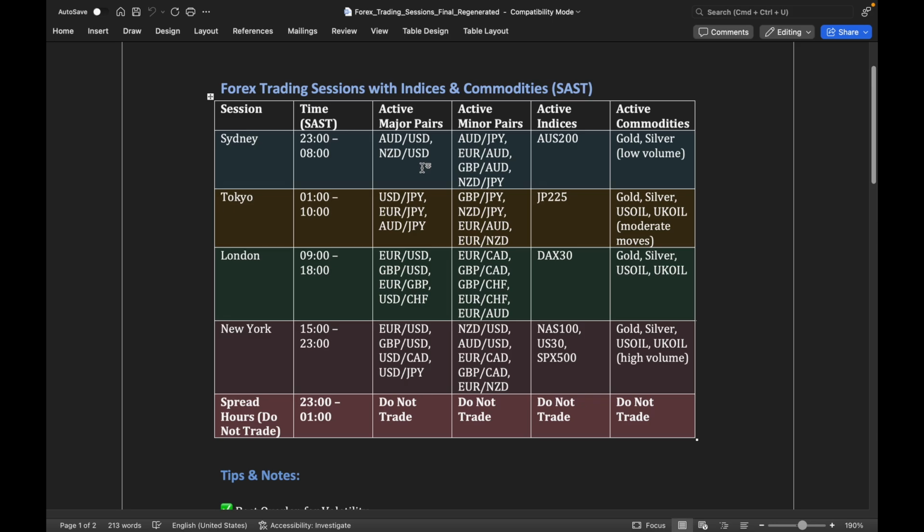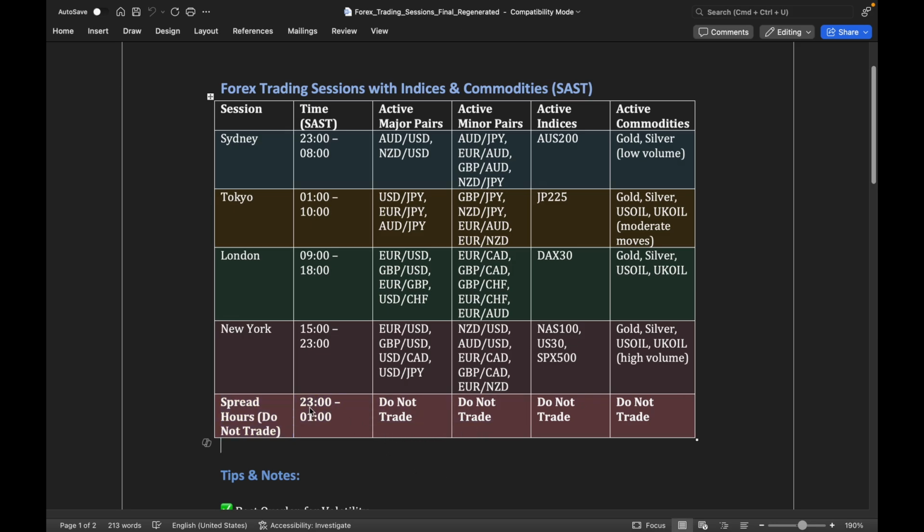It's just that you need to make sure that you account for spreads, because spreads are usually high during the Sydney and Tokyo sessions. Whereas in London and New York sessions, especially the overlap of the two, the spreads get very low. And then the one last thing that I want you guys to pay attention to is spread hours. You'll have to find out what time it is in your time zones.